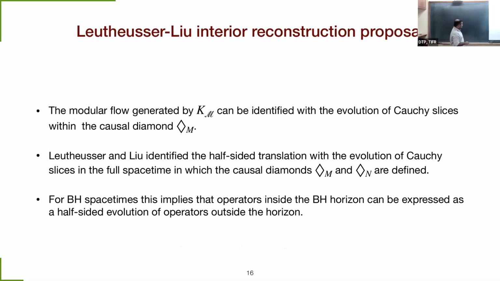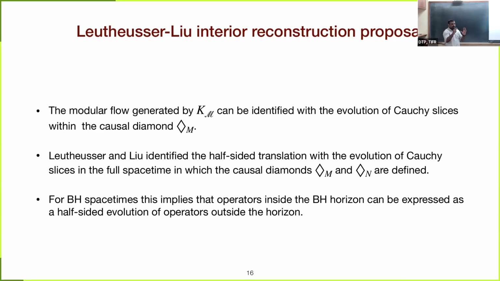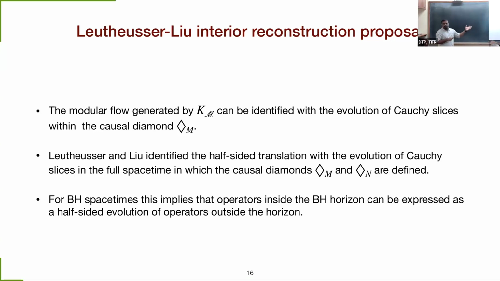Now, what Leutheusser and Liu say is that once you have such a causal diamond, and if you are able to construct half-circle translation, then what half-circle translation does is it actually explains the evolution of the Cauchy slice within the full space-time where the causal diamond is constructed. So it actually says that S is the global time, not the time that is restricted to the causal diamond. So I will give an example and show you what they really do. Right away, it's not clear with that. I will give you an example.